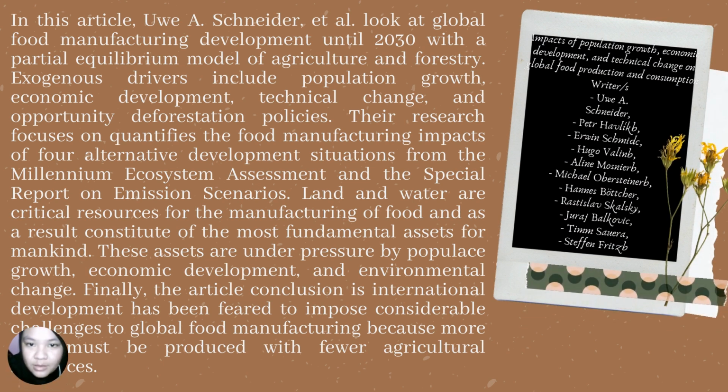Next, we have Impacts of Population. In this article, the authors look at global food manufacturing development until 2030 with a partial equilibrium model of agriculture and forestry. Exogenous drivers include population growth, economic development, technical change, and deforestation policies. Their research focuses on quantifying the food manufacturing impacts of four alternative development scenarios from the Millennium Ecosystem Assessment and the Special Report on Emission Scenarios.